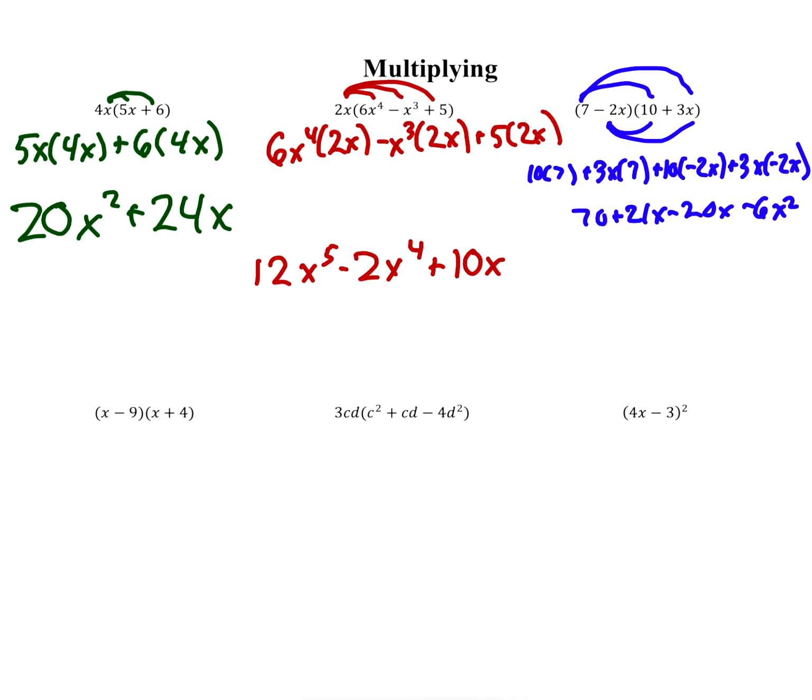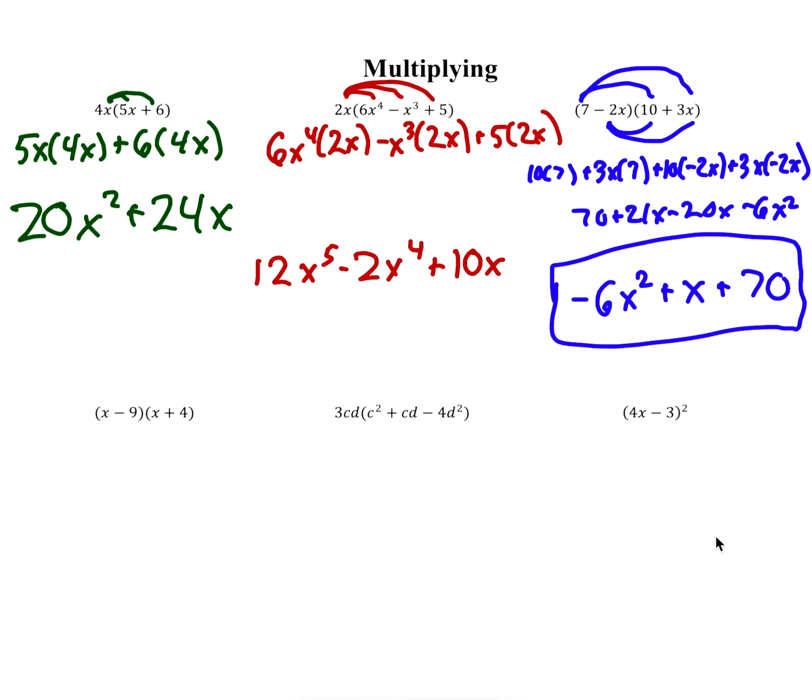Let's combine like terms and put this in standard form. So the negative 6x squared gets put out front. The 21x minus 20x becomes plus x, plus 70. And that would be our simplified answer.